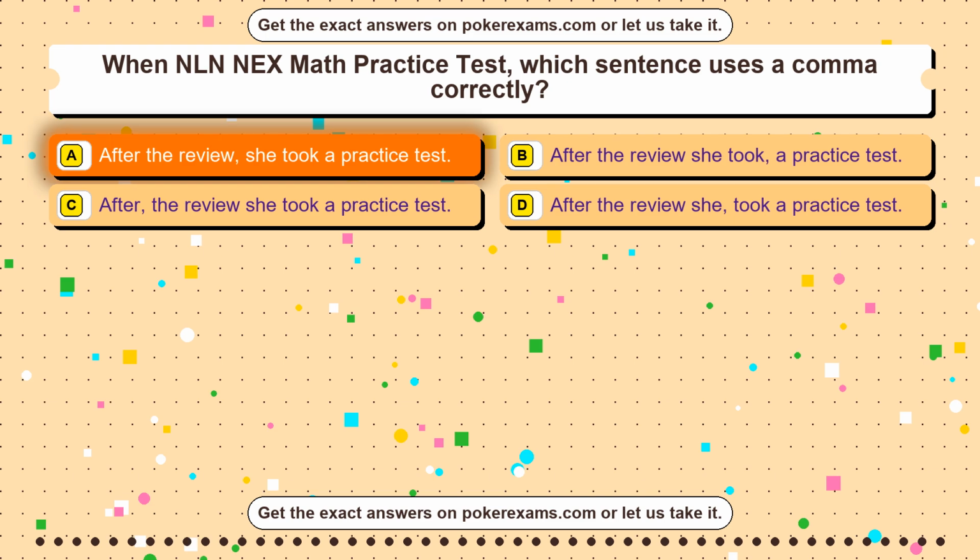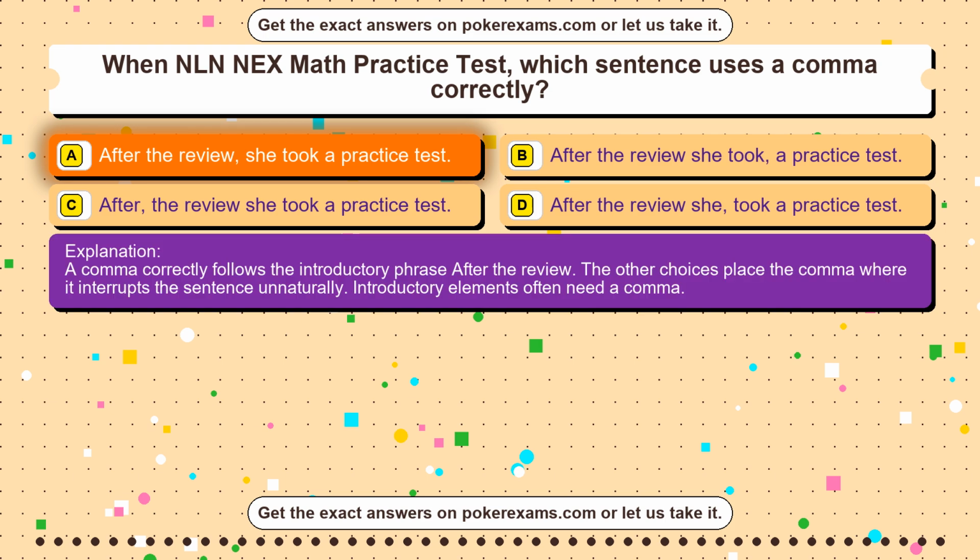The correct answer is option A. After the review, she took a practice test. A comma correctly follows the introductory phrase after the review. The other choices place the comma where it interrupts the sentence unnaturally. Introductory elements often need a comma.